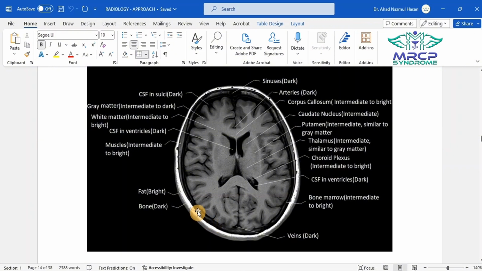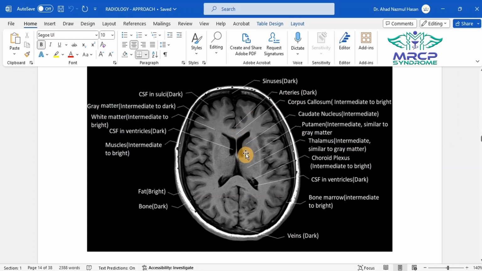And this one is the bone, and this bone will appear black. But within the bone, there may be some of the bone marrow components. These bone marrow components will appear bright in T1. And what should be the color of sinus in T1 and T2? Dark. Both in T1 as well as T2, the sinus would be dark or black. And the blood vessel would be black both in T1 as well as T2.